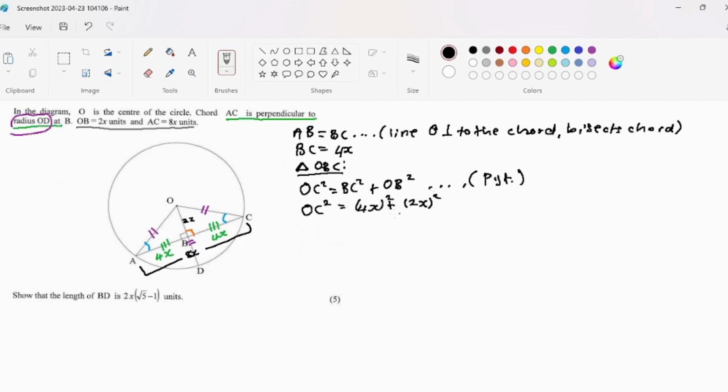So we are going to say OC is equal to, you are going to introduce a square root. So we know that 4 squared is going to be 16, then x multiplied by x is going to be x squared, plus 2 squared is going to be 4x squared, right? And then we are going to add these two. We are going to have the root of 20x squared, right? And then since we know that the root of 20 is going to be 2 root 5, and then we are going to have x.